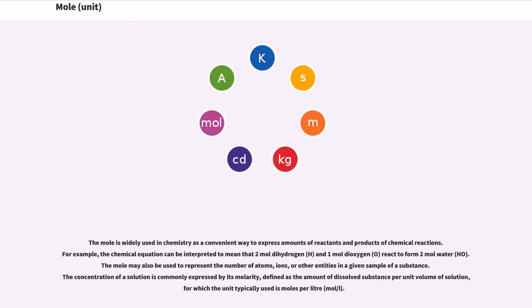The mole is widely used in chemistry as a convenient way to express amounts of reactants and products of chemical reactions. For example, the chemical equation can be interpreted to mean that 2 moles dihydrogen, H, and 1 mole dioxygen, O, react to form 2 moles water, H2O. The mole may also be used to represent the number of atoms, ions, or other entities in a given sample of a substance. The concentration of a solution is commonly expressed by its molarity, defined as the amount of dissolved substance per unit volume of solution, for which the unit typically used is moles per liter, mol/L.